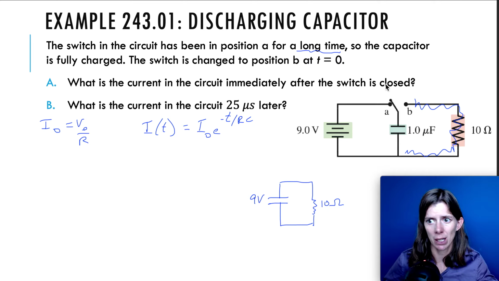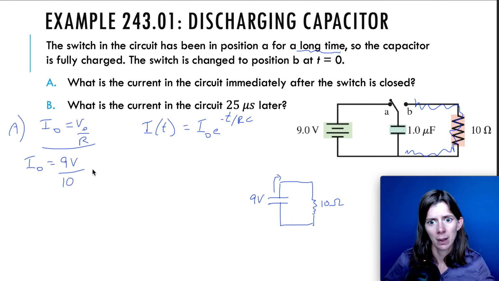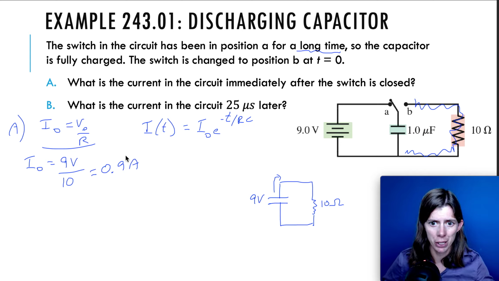Immediately after the switch is closed means the initial current, when the capacitor is just starting to discharge. So we can just find the initial current using V naught over R. I naught equals the initial voltage, which is 9 volts because it was fully charged, and the resistance is 10 ohms. So 0.9 amps. That is the initial current through the circuit.